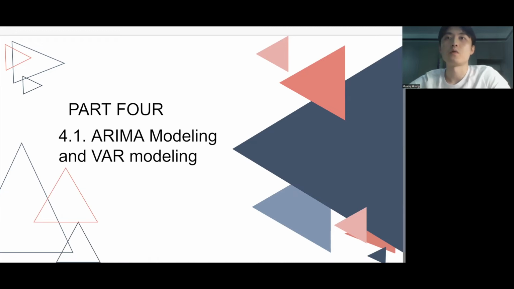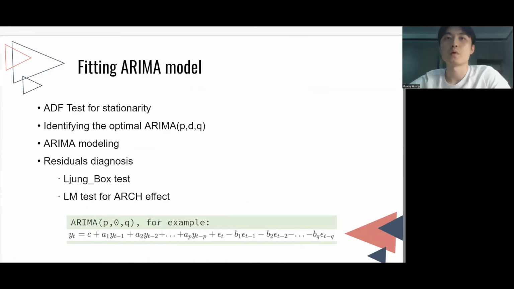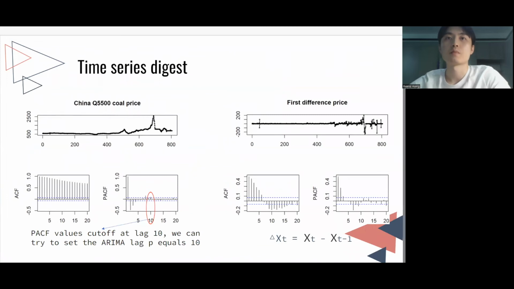Let's move to part 4, ARIMA modeling and VAR modeling. To do the ARIMA modeling, we need to identify the best lags and make sure the model's residuals are stationary. The commodity price data doesn't look like a stationary process. By taking the first difference, the ACF values fall below the confidence interval, so we conclude the first difference is effective to remove all the autocorrelation. Also, since the PACF values cut off at lag 10, we can try setting the P lags equal to 10.